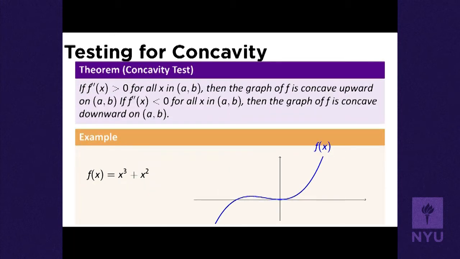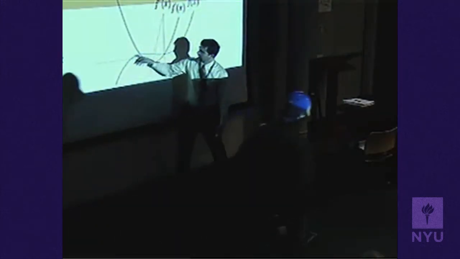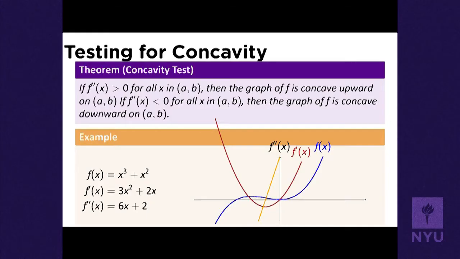Okay. Now we also have the concavity test, which tells us that you can figure out the concavity of a function by looking at its second derivative. So if the second derivative is positive, then the graph of the function is concave upward. If the second derivative is negative, the graph of the function is concave downward. So here we have x cubed plus x squared. Same function as before. Here's the first derivative again. And the second derivative is the derivative of the derivative. And it looks like this. Here's this line in orange. Where the second derivative is negative, which is here on over, we have a concave down graph. And where the second derivative is positive, we have a concave up graph.